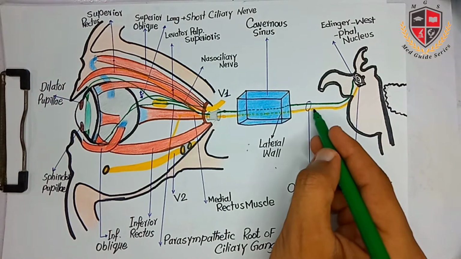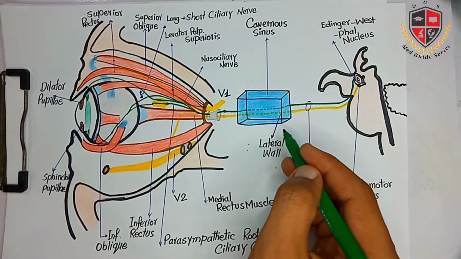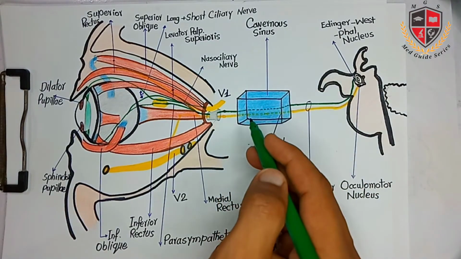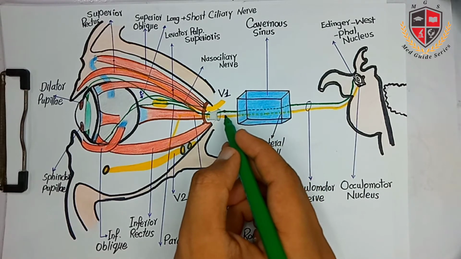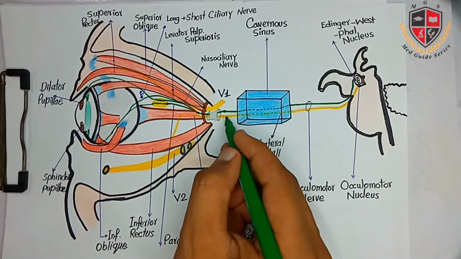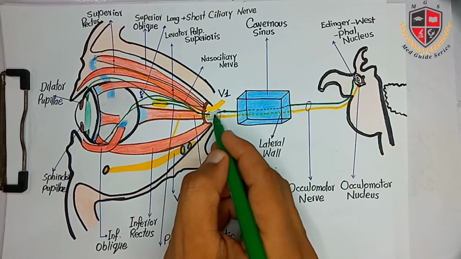This is the oculomotor nerve. The oculomotor nerve then passes through the lateral wall of the cavernous sinus. After emerging from the cavernous sinus, the oculomotor nerve passes through the superior orbital fissure. This is the superior orbital fissure.